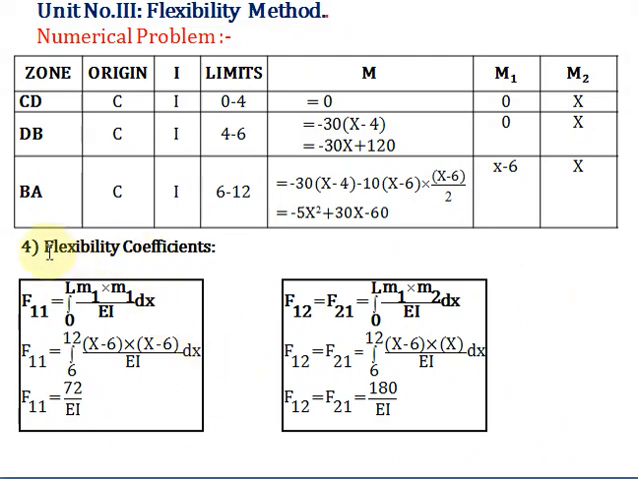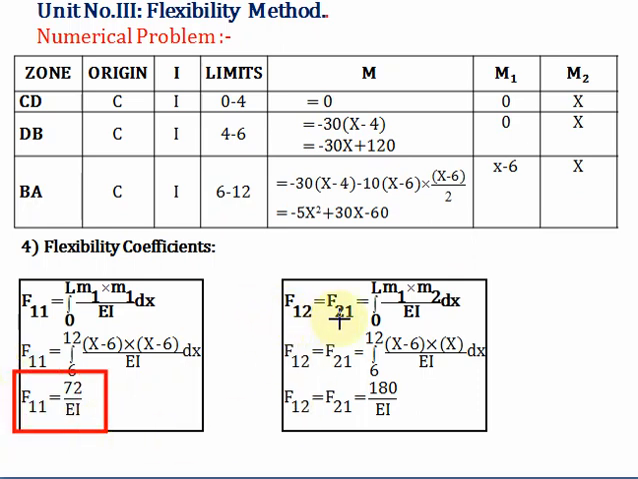Now next we have to find out the flexibility matrix. So here first we'll find out F11. F11 is nothing but integration 0 to L of m1 into m1 upon EI into dx. Okay. So here for the first two zones, that is CD and DB, the value of m1 is 0. So this term will be equal to 0. Now for zone BA, the value of m1 is x minus 6. So x minus 6 into x minus 6. The limit is 6 to 12. Okay. The value of EI is 1. Okay. So the value of F11 will be equal to 72 upon EI.